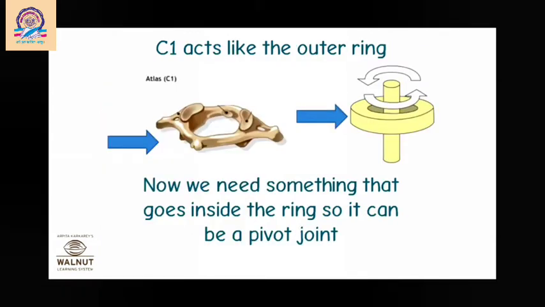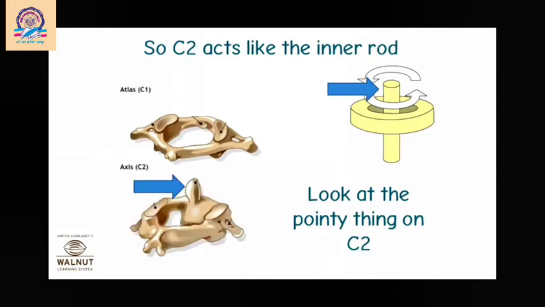So C1 acts like the outer ring. As you can see in the figure, there is one ring and one cylinder type structure. So C1 acts like a ring. Now we need something that goes inside the ring, so it can be a pivot or pivotal joint. So here C2 acts like the inner rod or cylinder. Look at the pointing thing on C2. C1 and C2 together form a pivot joint. Is it clear to you?